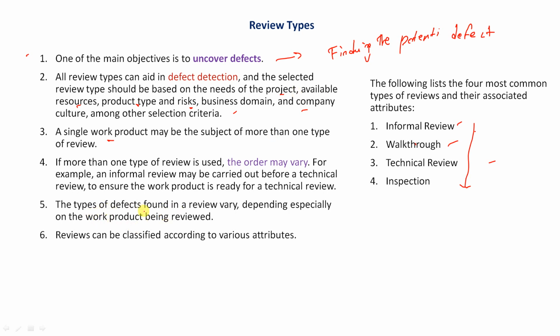The types of defects found in a review vary depending especially on the work product being reviewed. If you review the test specification, you will get some type of defect. If you review the architecture, you'll get some other type of defect. It will keep varying depending upon the work product you are reviewing. Reviews can be classified according to various attributes. These are the reviews: informal review, walkthrough, technical review, and inspection. You have to be very keen on understanding these four.